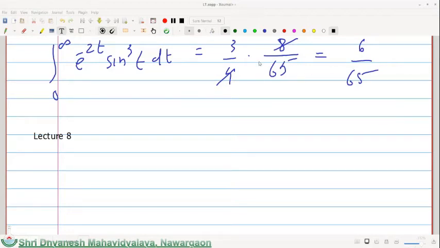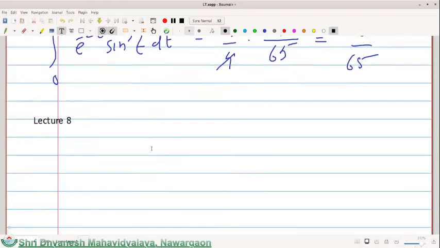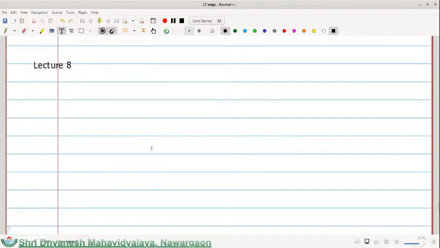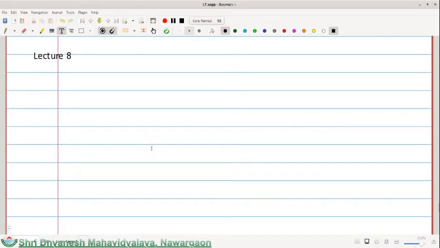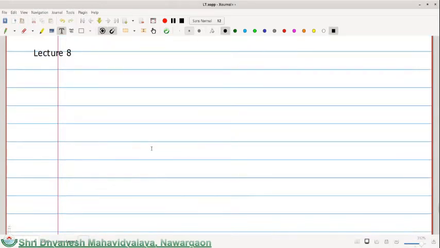Hello everyone. In the last video, we have seen the Laplace transform, the use of Laplace transform in evaluation of integrals. In this video, we will find the Laplace transform of periodic functions. But before, let us see what periodic functions are. You have already come across the periodic functions. Even then, I am writing that periodic functions.